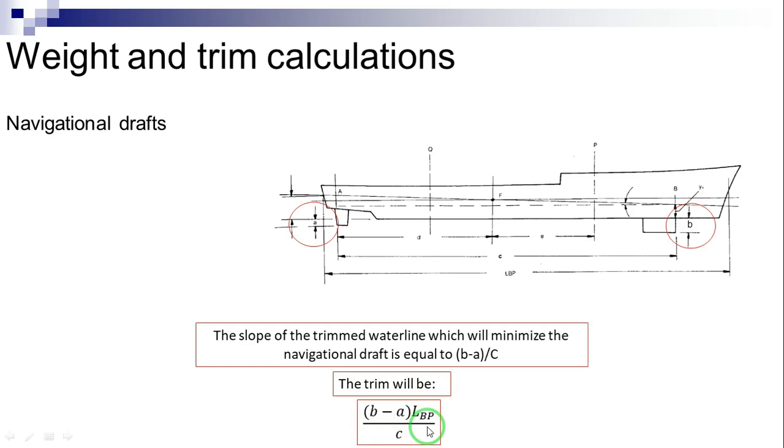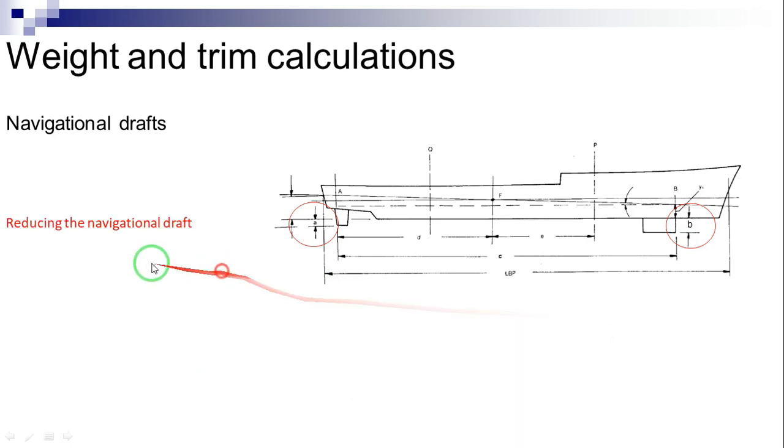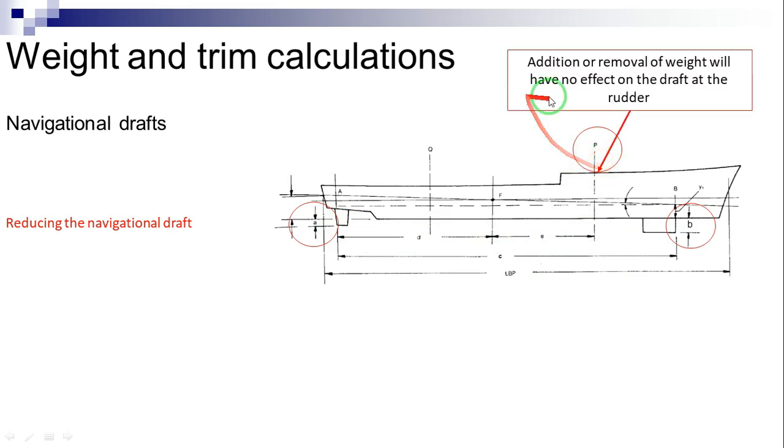Assume that the drafts of the ship in some condition of loading are known and the problem is to reduce the navigational draft to a certain figure based on the channel depth. Assume that the draft at the rudder in this figure exceeds that at the forward appendage. In this case, there is a plane P located in the forward portion of the ship, at which an addition or removal of weight will have no effect on the draft at the rudder.